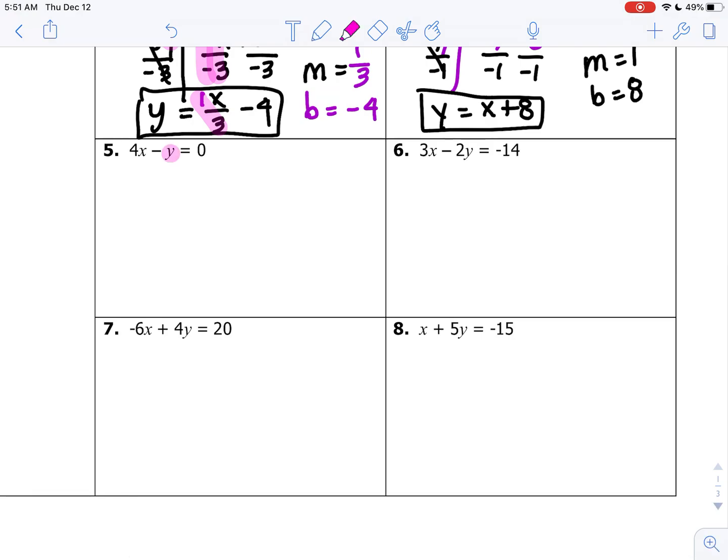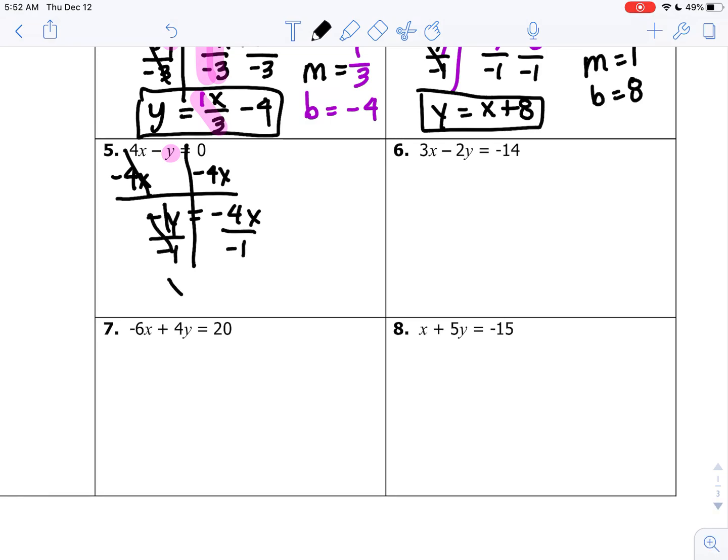Okay, number 5, we're trying to get that y alone. So always move the x term over first, so minus 4x from both sides. And then 0 minus 4x is just negative 4x. So we have negative y equals negative 4x. And then again, we have a negative 1 in front of this y, so we're going to divide by negative 1. So we have y equals, and now it's a positive 4x. That's my equation. My slope is the number in front of the x, so it's 4. And the y-intercept, remember when there's nothing at the end, it's just 0.